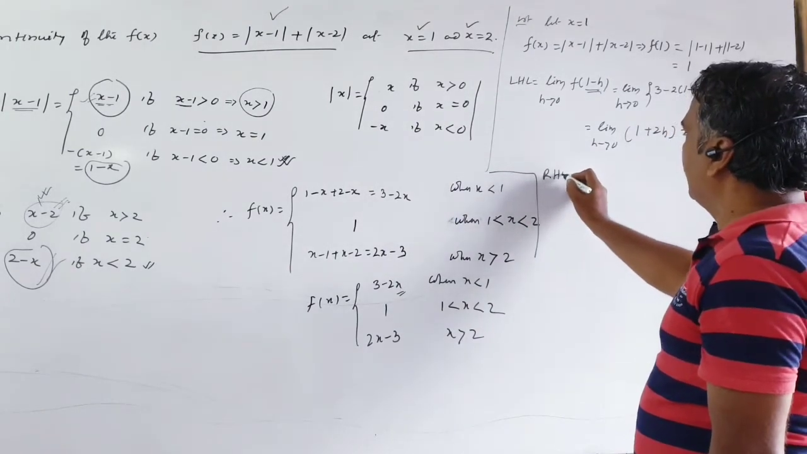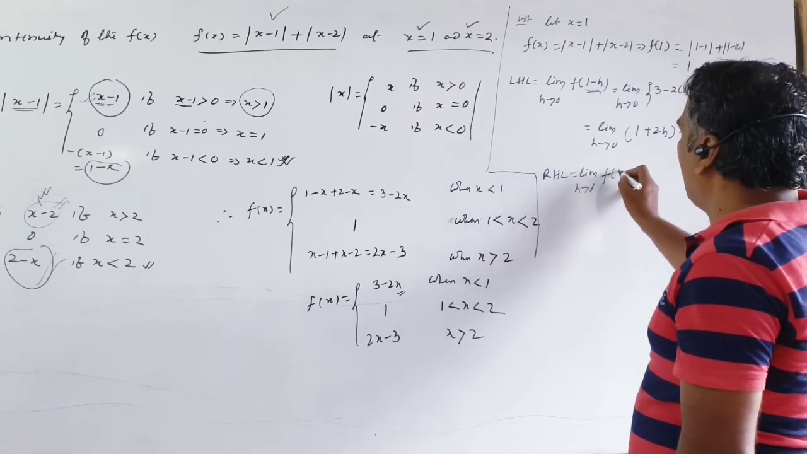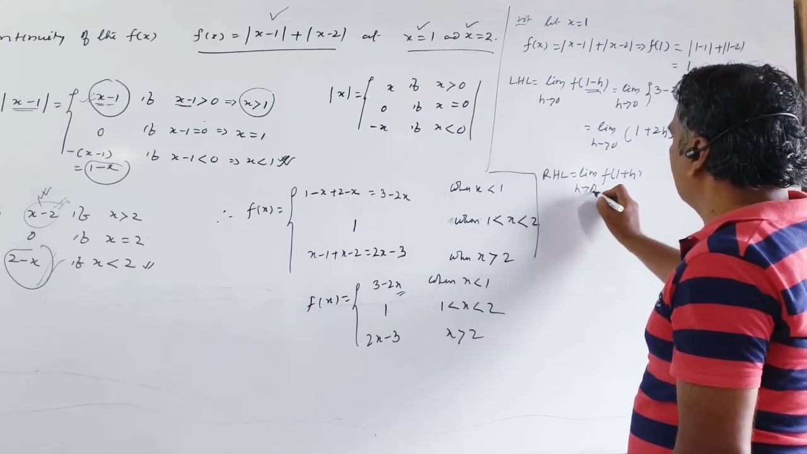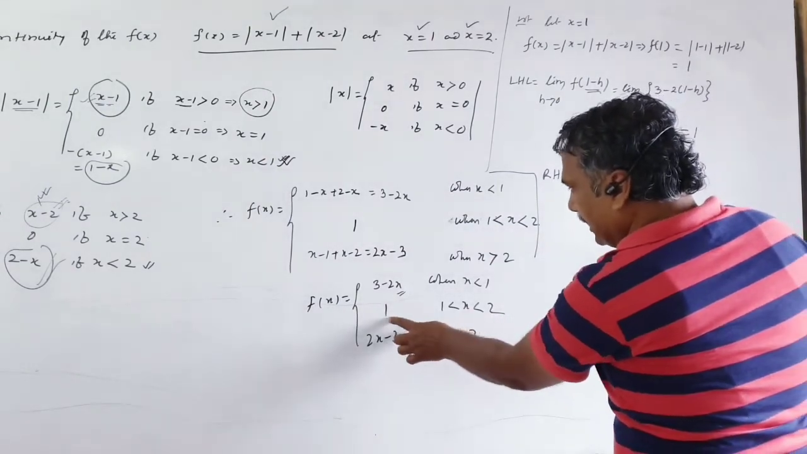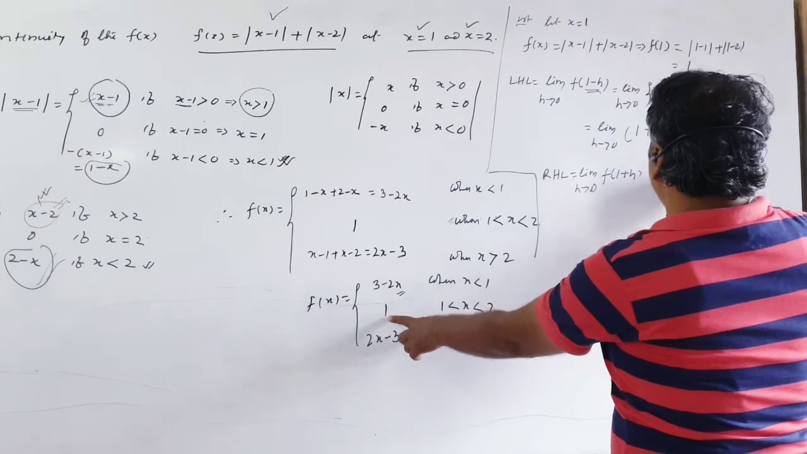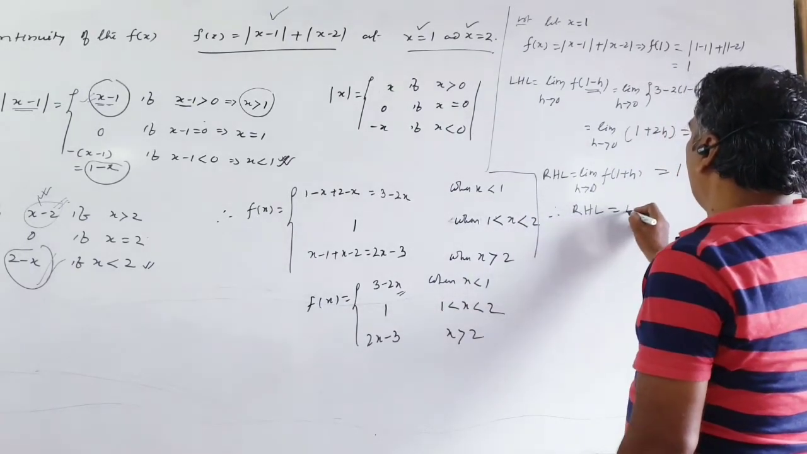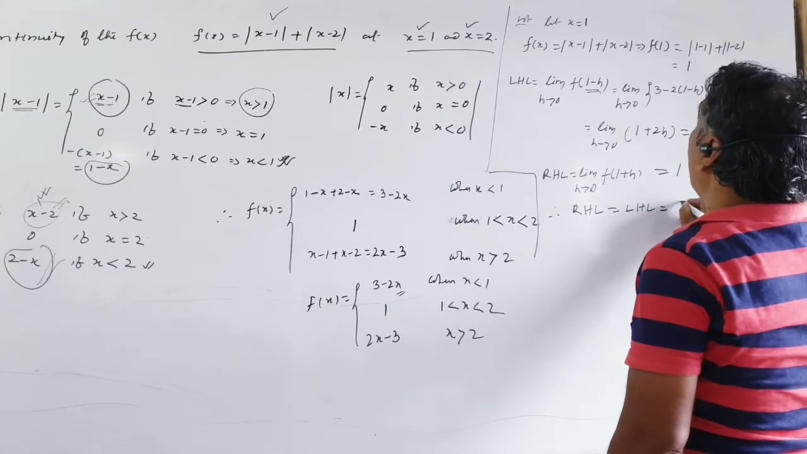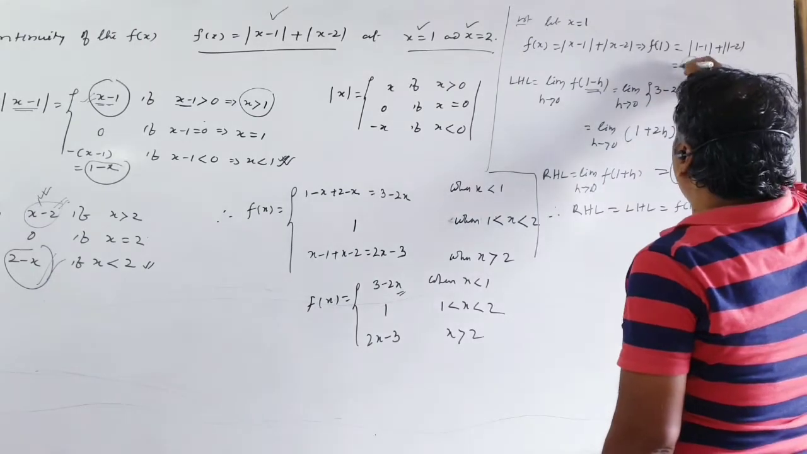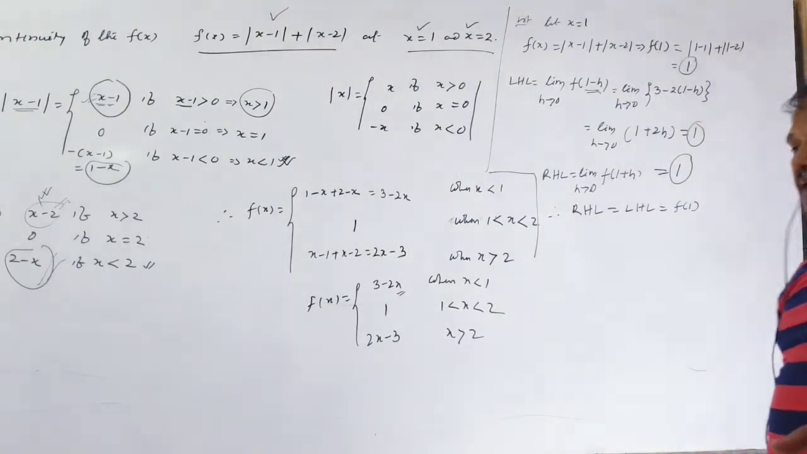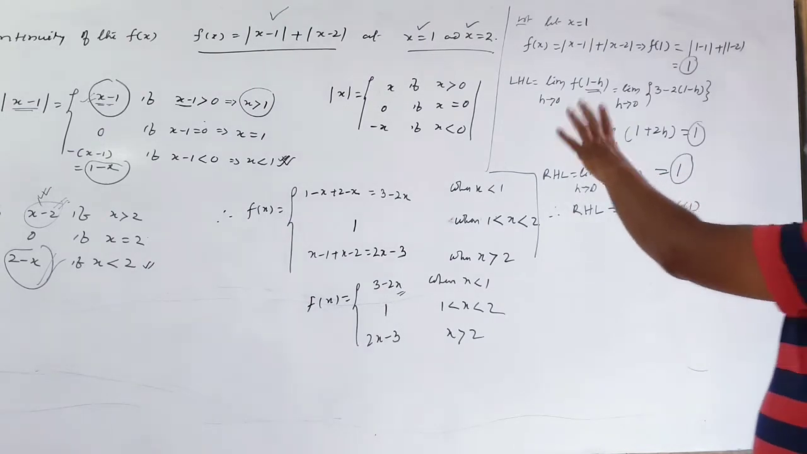Next one is right hand limit. Limit x tends to 0, f of 1 plus x, greater than 1. Greater than 1 means how much? This one. Is 1. Therefore, right hand limit equal to left hand limit equal to f of 1. Here 1, here 1, here is also 1. What is the meaning of that? That means the function is continuous at x equal to 1.